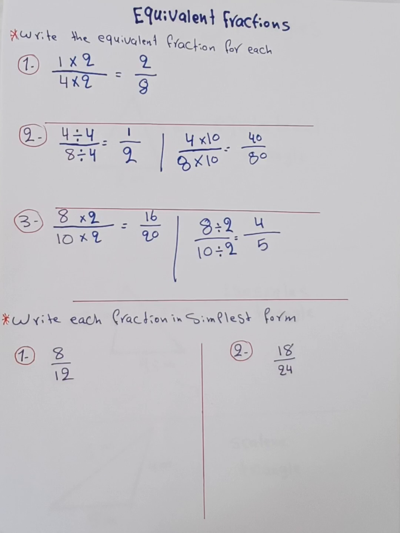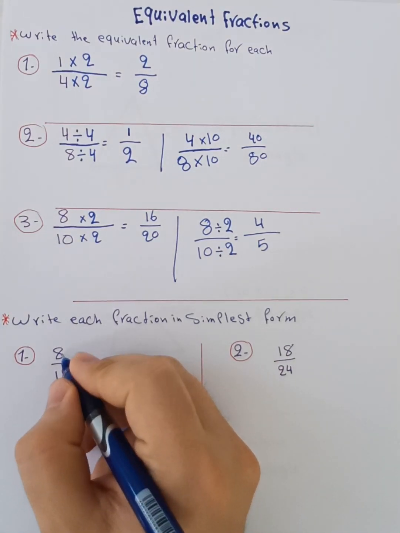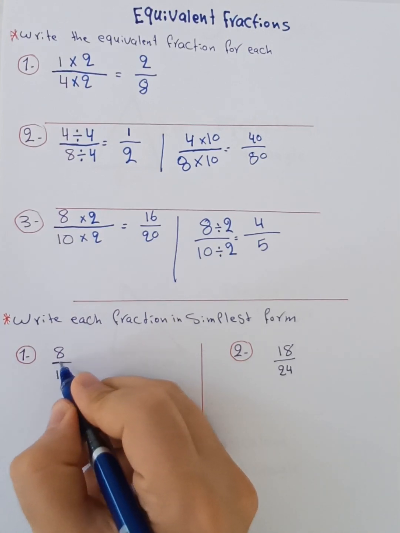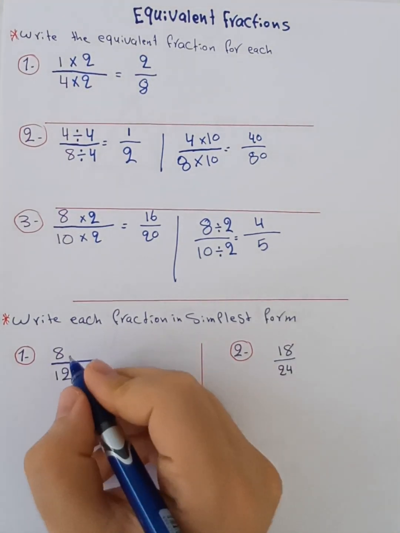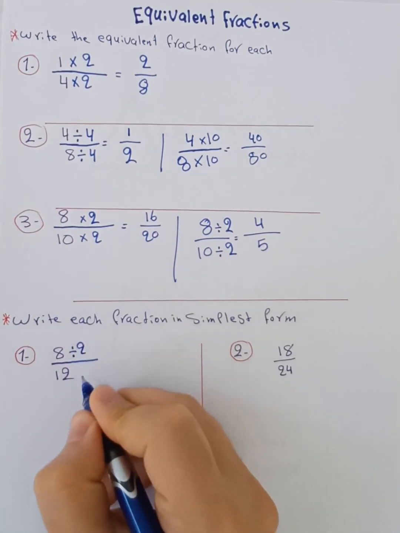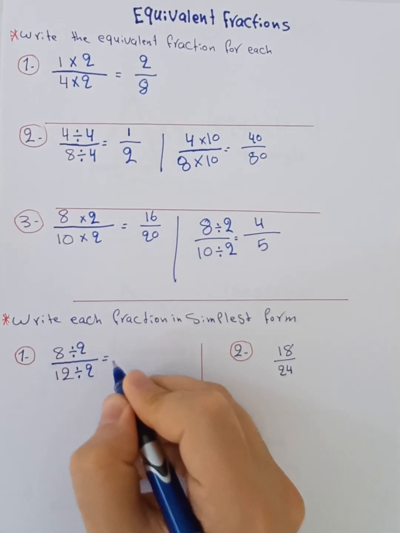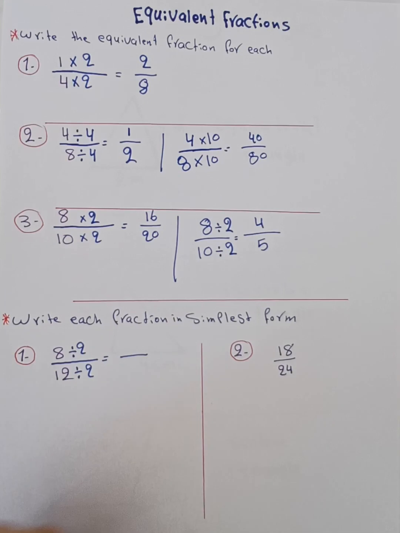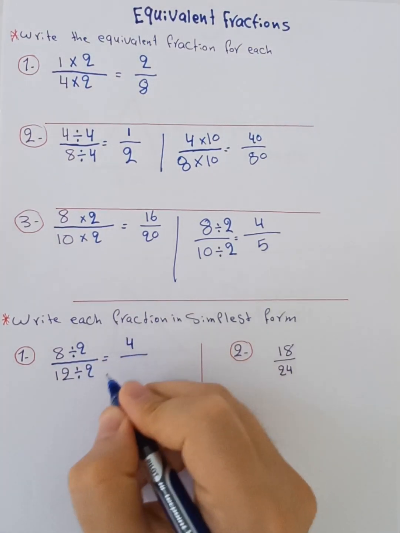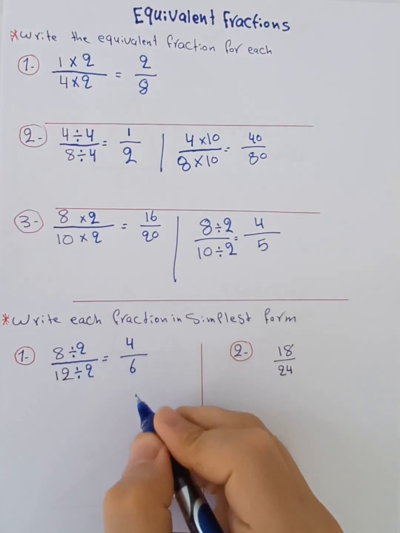After that, the second part of this lesson, write each fraction in simplest form. When we write the simplest form for each fraction, we have to divide numerator and denominator by a suitable number. So we have 8 and 12, both are even numbers. We can start from 2. It means divide both numbers by 2. 8 divided by 2 is 4. 12 divided by 2 is 6.